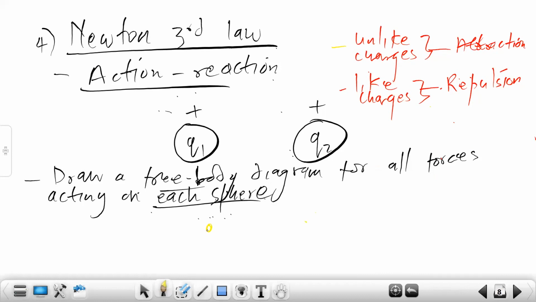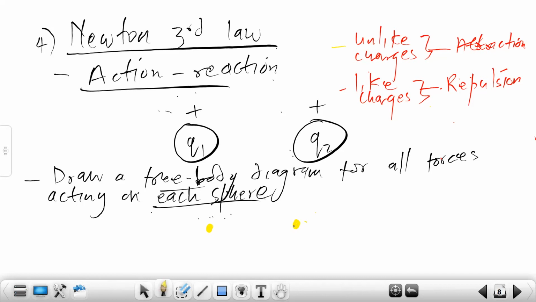Because we have like charges here, Q1 and Q2, both positively charged, if I am going to draw my free body diagram for each one of them, I must consider which force is applying a force on which particular object. It cannot be that Q2 applies a force on itself. For me to apply a force, like you said, action, reaction, there has to be an opposite force coming from another side.